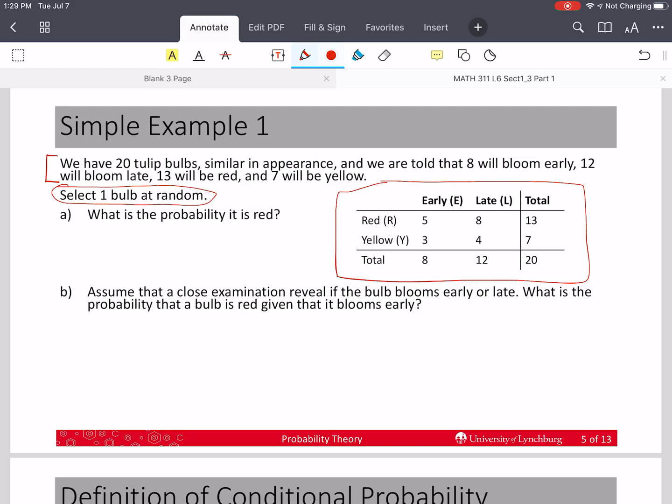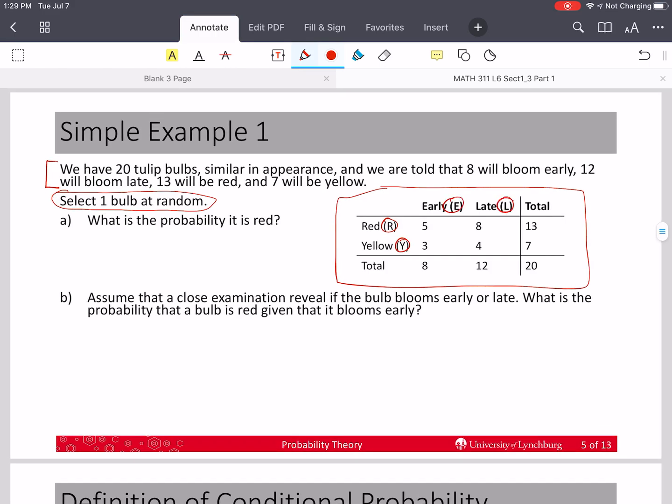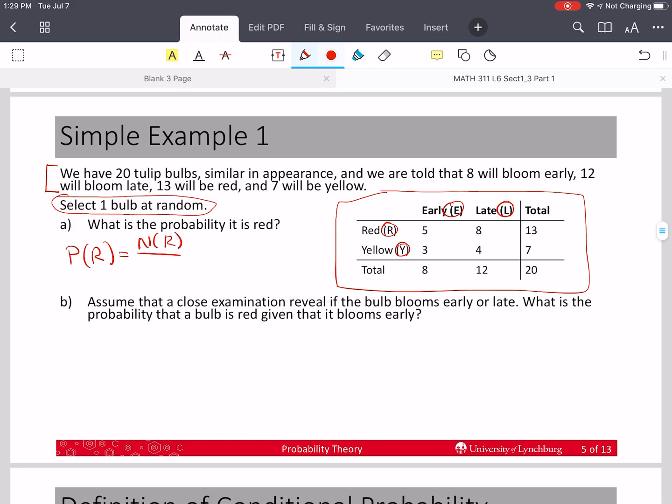Now, I've given, by the way, a key here. I've put R is red, Y is yellow, E is early, L is late. You need to do that so that when you start using letters, whoever's reading it knows what you're trying to say. All right. So what's the probability that it's red? That's going to be the probability of R, and that's going to be the number of ways or times that R is going to occur, divided by the number of items in our sample space. Here our sample space is 20. This is going to be N of S because we have 20 total bulbs. And so the number that are red, that's 13. So this is going to be 13 divided by 20. That is my answer. Please don't change it to a decimal or try to reduce it. It doesn't reduce in this case unless I ask you to.